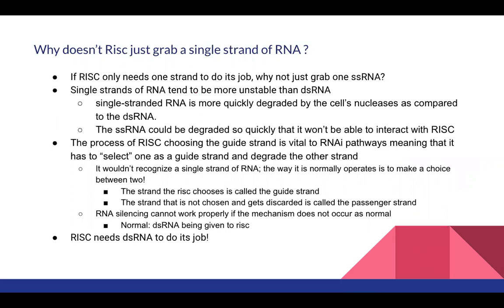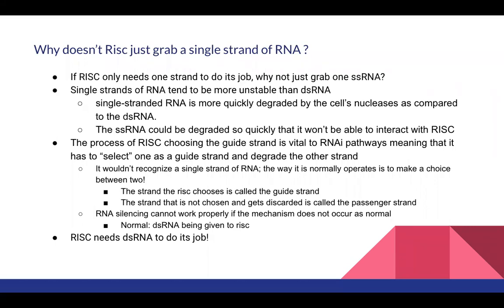So why doesn't RISC grab just a single strand of RNA? If it needs only one, why doesn't it just grab one? Single-stranded RNA tends to be more unstable than double-stranded, and it's more quickly degraded as compared to double-stranded. And so it won't really be able to interact with RISC. And the process of RISC choosing the guide strand is vital to the pathways of RNA interference, which means it has to select one and then degrade the other.